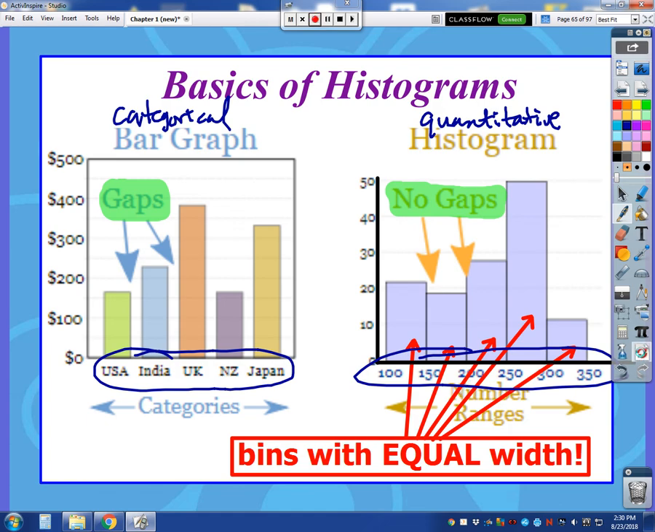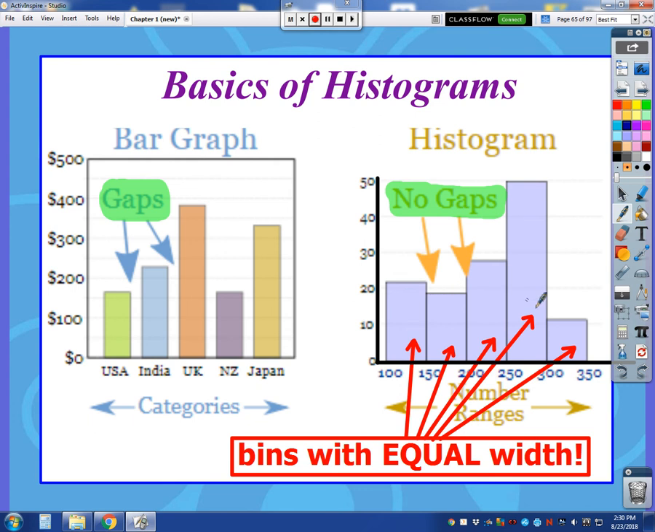One thing to point out also in a histogram is that the bins must be of equal width. Notice each bin can contain up to 50 different possible values. This counts by 50, and we call that our bin width. Over here in our bar graph, naturally these should all be the same width, but the width really didn't mean anything for the US, India, the UK, NZ, and Japan. But the width in a histogram does have meaning.